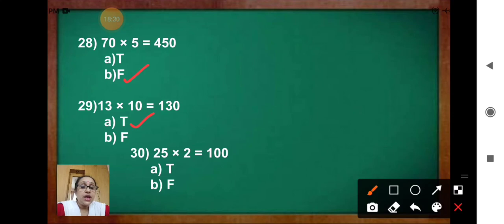Question 30. 25 into 2 equal to 100. Again do the rough work. True or false? It is false. 25 twos are 50, the correct answer is 50. Here it is written 100. So the answer is false.